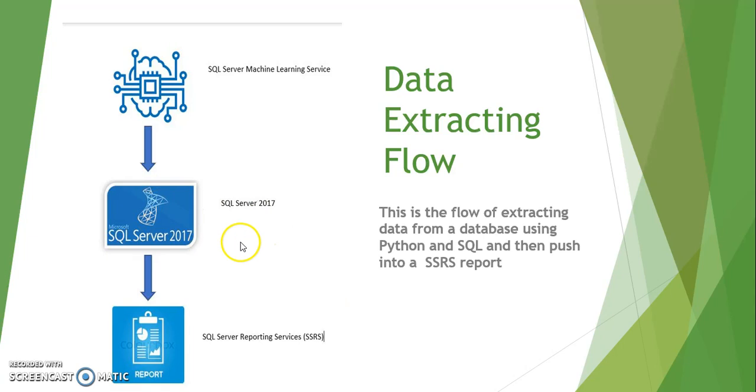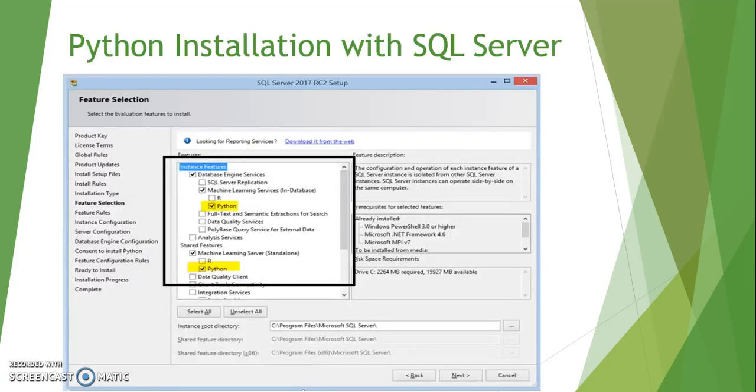Now the second thing is this SQL Server. As I previously mentioned, we need the SQL Server 2017 version and then the SSRS reporting service. To have the SQL Server machine learning service, we need to install this part along with the SQL Server installation. Once you start the installation, you will have this screen, and here you have to tick the machine learning service options like this. Here in my example I choose only Python. If you like, you can add R also.